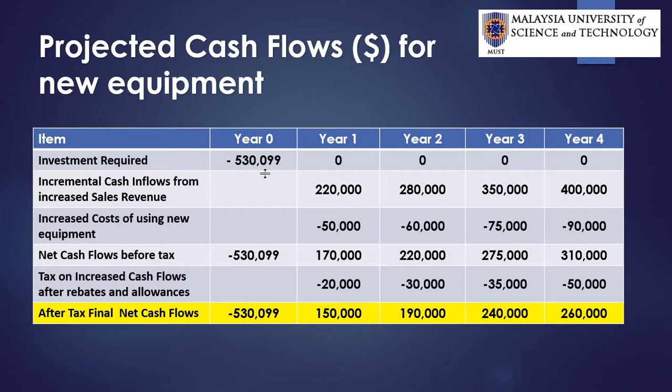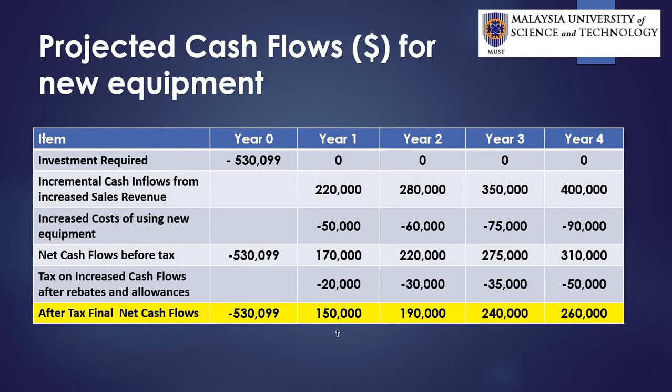530,099 today outflow is worth 530,099 in today's terms. So basically what I'm saying is that upfront cash flows need not be adjusted. So adjustment starts from year 1 onwards.